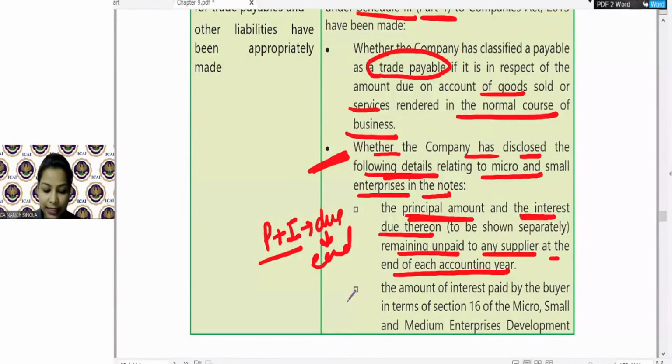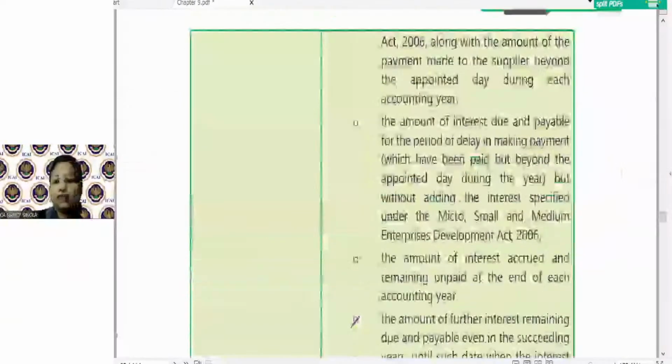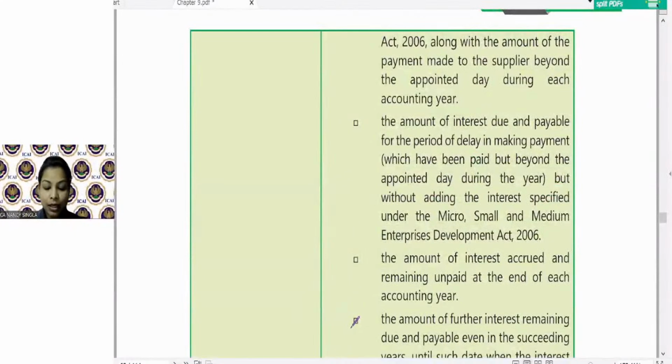Point number 2 says that if any interest is paid during the year under section 16 of the MSME Development Act 2006, then that shall be mentioned. तो पहले पॉइंट में हमने क्या बताया, that principal interest due as at the end of the year, accounting year. सेकेंड पॉइंट में क्या बताया, that during the year क्या आपने इंटरेस्ट पे किया in terms of section 16. ठीक है.